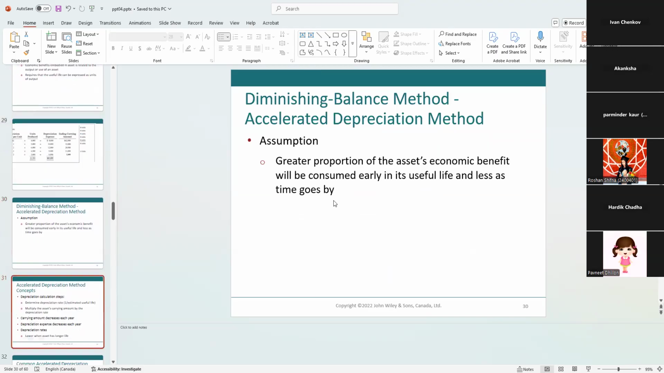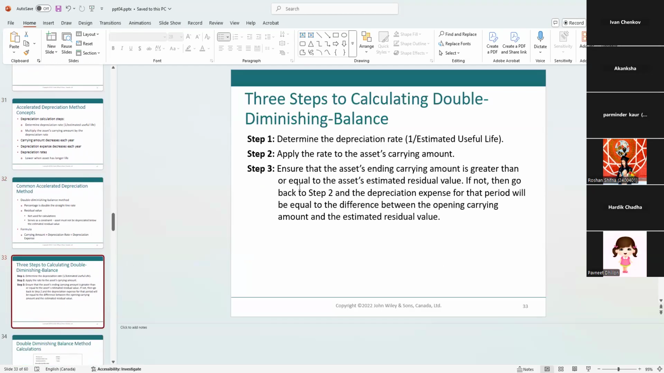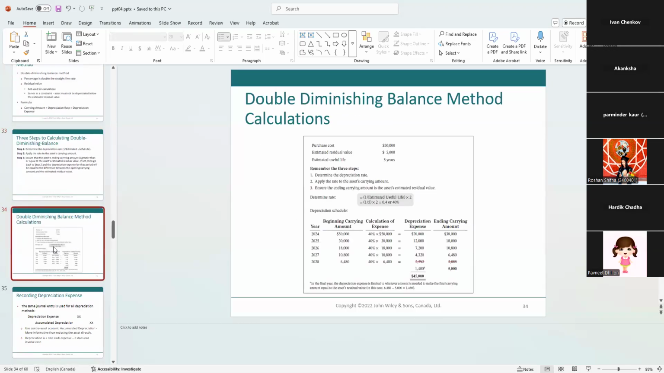Diminishing method. The first thing that you have to establish is the percentage. Determine the depreciation percentage or rate. How are we going to do that? 1 divided by the estimated useful life of the machine, the equipment or the asset. Then we're going to apply that rate to the asset carrying amount, and we start adding the depreciation expense until we reach the point that we want to reach.